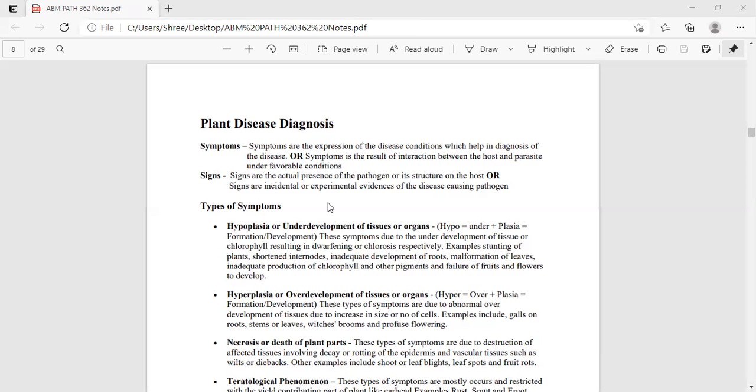If you take the example of the brown rust of wheat, brown rusty means uredospores are developed, so it is considered a sign. So rust, smut, maybe powdery, downy, are some kind of evidence of the actual presence of the pathogen or its structure on the plant parts, which can be seen by open eyes. So that comes under sign.